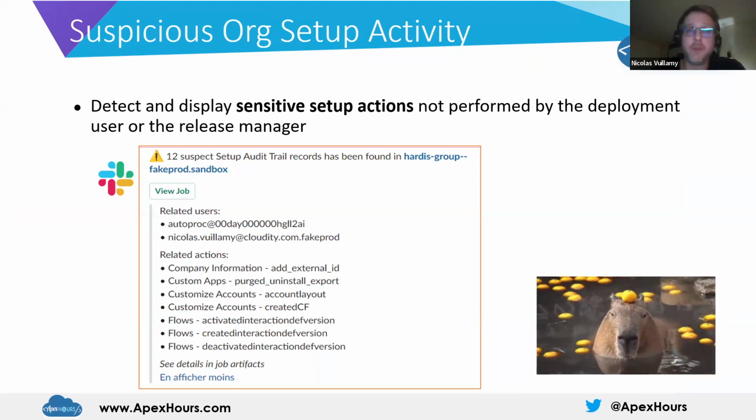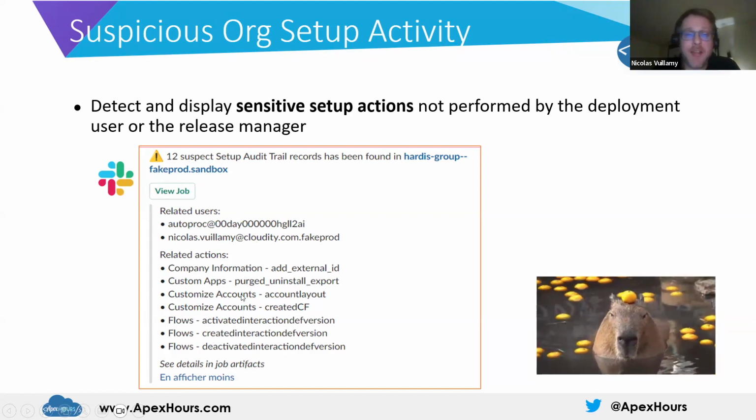So to know that, we could, of course, go to setup audit trail, download the 6 months of updates and filter columns and filter and so on. But what if we could have, directly in a Slack channel, for example, notifications that will tell you that some unauthorized user, basically everyone except the release manager, directly updated the production org. In this example, we can see that yesterday, someone added a custom field on account and updated the flow directly in our fake production. Let's imagine it's a real production.